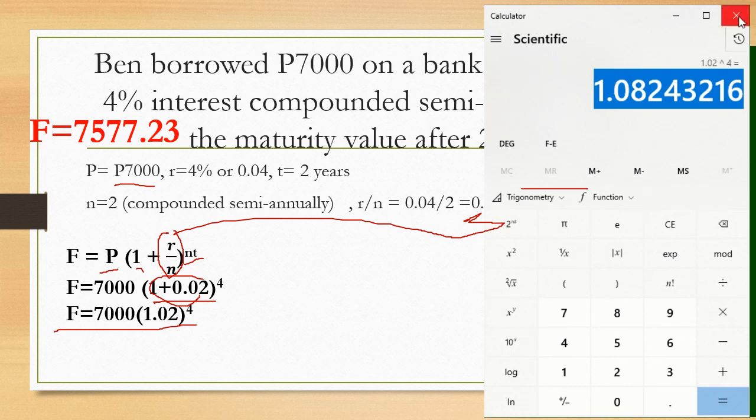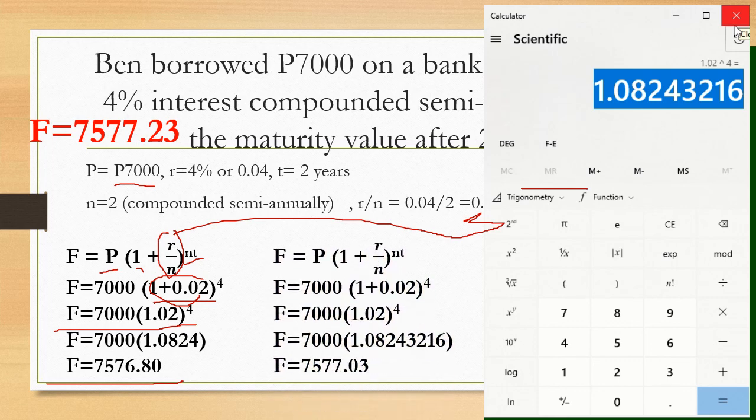But in real life, we should use all those digits in computing the interest. But for our discussion, only four decimal places. Now, substitute that 1.0824, so multiplying that, and we will have 7,576 pesos and 80 centavos.